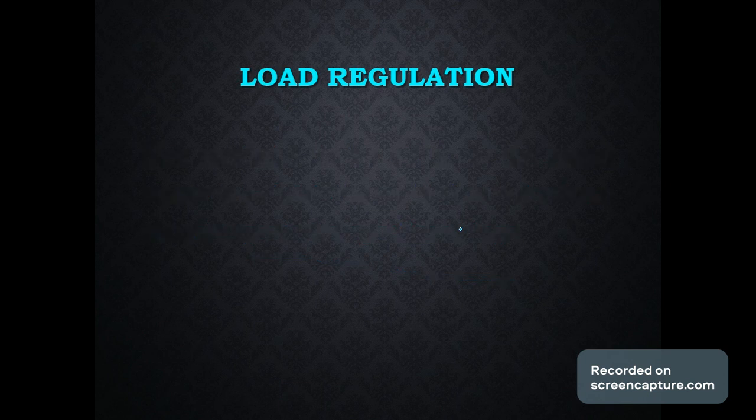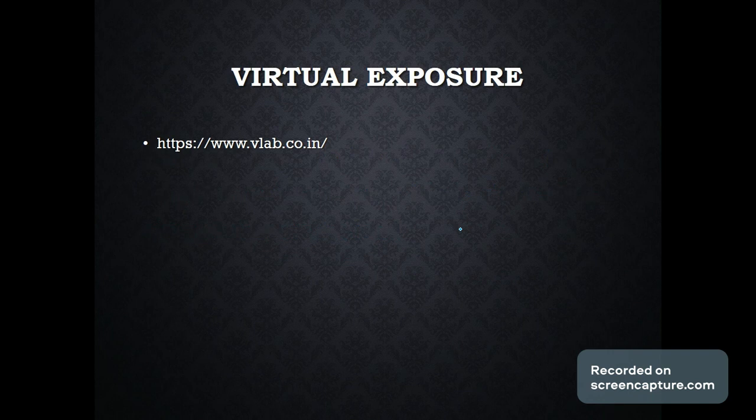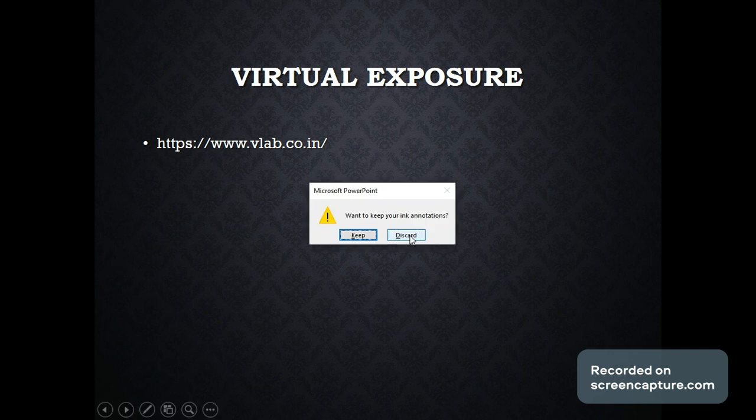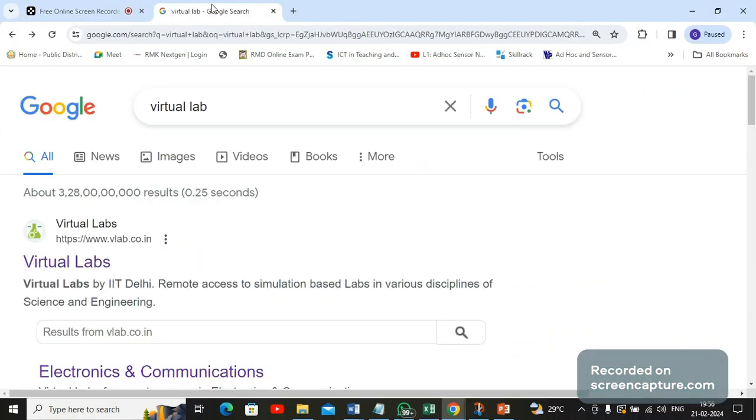Coming to load regulation, load in the sense whatever may be the change or variations in the load terminal, your output voltage should remain constant. That parameter is called load regulation. In the lab sessions, we have done the experiment and verified the VI characteristics of the Zener diode. Now, let us get into the virtual exposure of the Zener diode and how it is utilized as a voltage regulator. For this, I am just getting into this virtual lab.